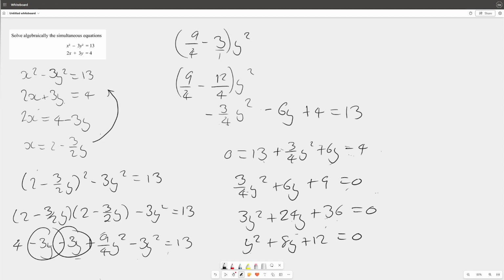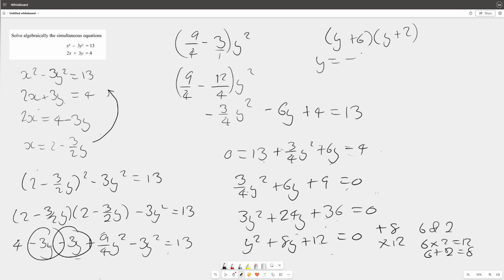Now how do we solve for y? Well, two numbers add to get 8 and multiply to get 12. So add to get 8 and multiply to get 12 is going to be 6 and 2. So 6 times 2 equals 12. 6 plus 2 equals 8. So we can factorise this. So I'm going to move up here to the top to be y plus 6 and y plus 2. So my y values are going to be y equals minus 6 and y equals minus 2. I'll put y subscript 1, y subscript 2, and I'll put my commas.